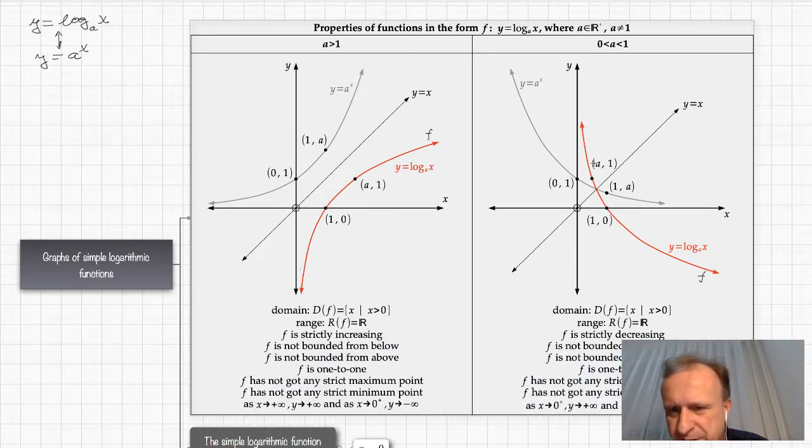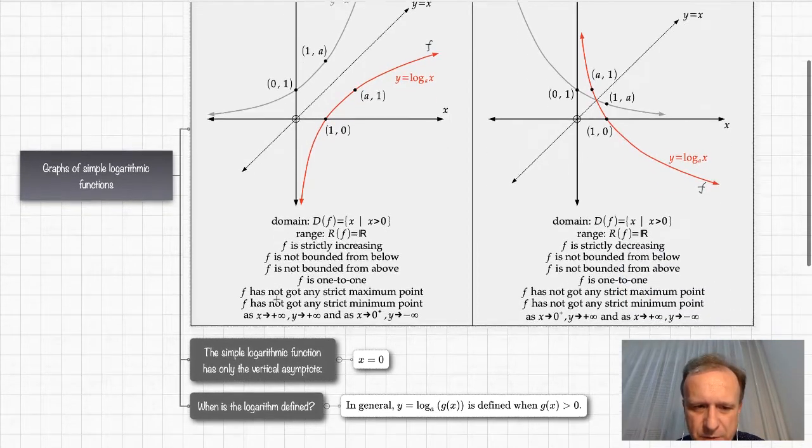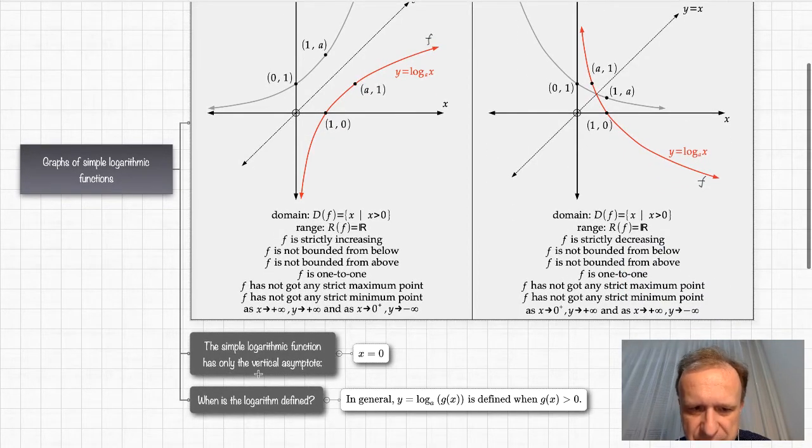And this is also true here in this situation, because also here the exponential function had the x-axis as its horizontal asymptote, and therefore its inverse must have the y-axis as its vertical asymptote. So the simple logarithmic function has only the vertical asymptote, and it's the line with the equation x equals 0. So this is the vertical line passing through the origin of the coordinate system. Now, the final question about these functions is the following: when is the logarithm defined?